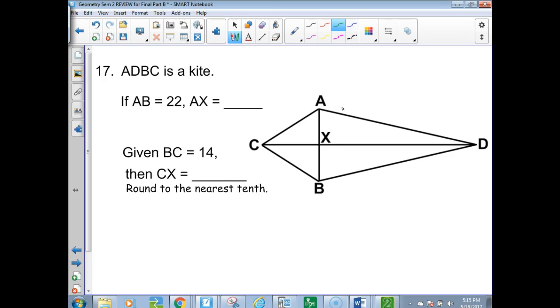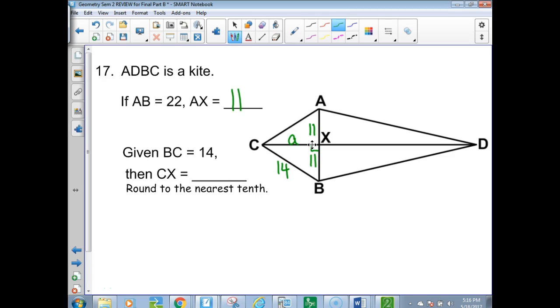ADBC is a kite and AB is 22. This long diagonal in a kite bisects the short diagonal. So this would be 11 and this would be 11. So AX is 11. Given that BC is 14, BC is 14, right there. Find CX. So I'm going to find this, and I'll just call it A, whatever you want, little a.